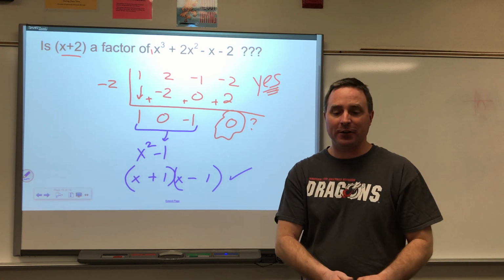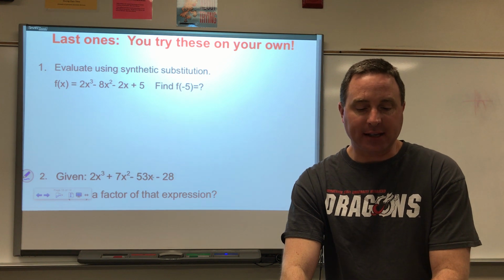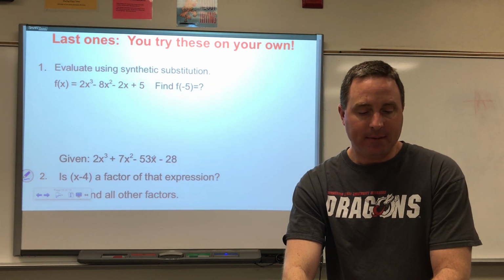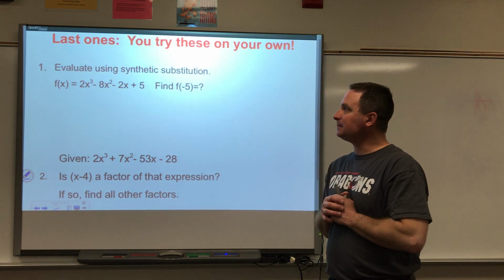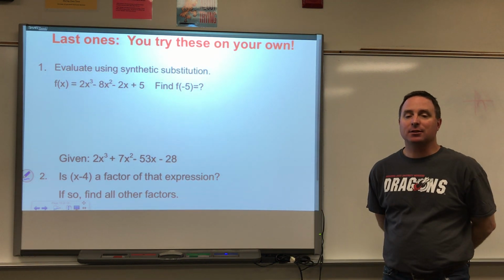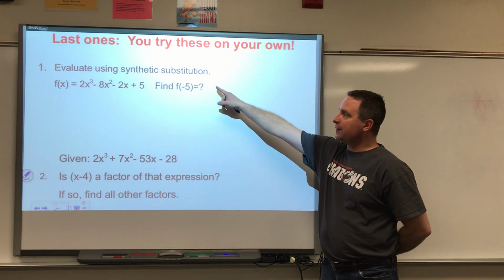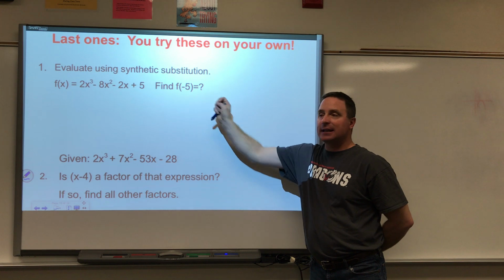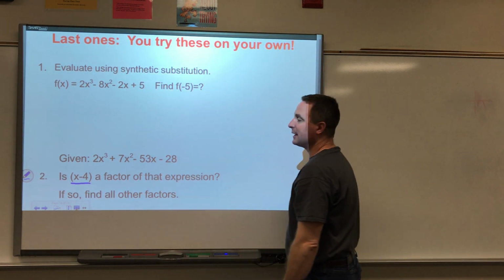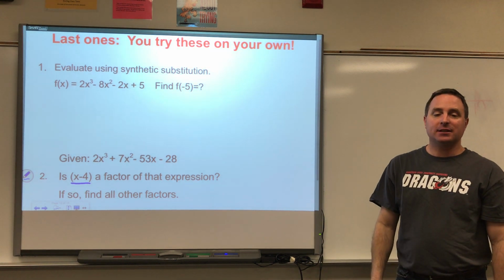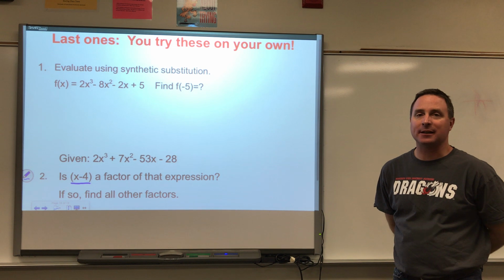All right, very good. Here are the last ones. I want you to take a second and do these 2. Push pause and try them on your own. When you're done, push unpause and we'll see how you did. Use synthetic division to evaluate the first one, where x is negative 5. And for the bottom one, do what we just did a minute ago. Check to see if x minus 4 is a factor. If it is, find the other factors. Push pause, give it a shot, and tune back in a minute. Ready, set, go.